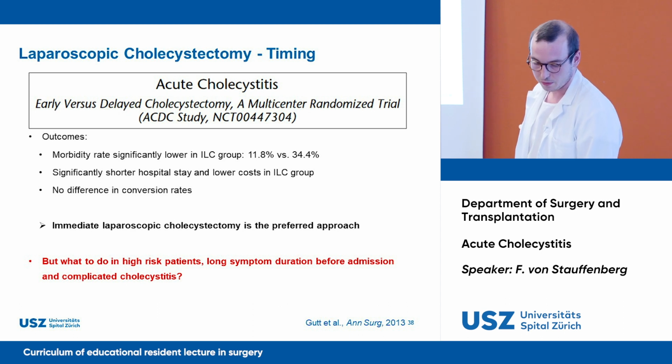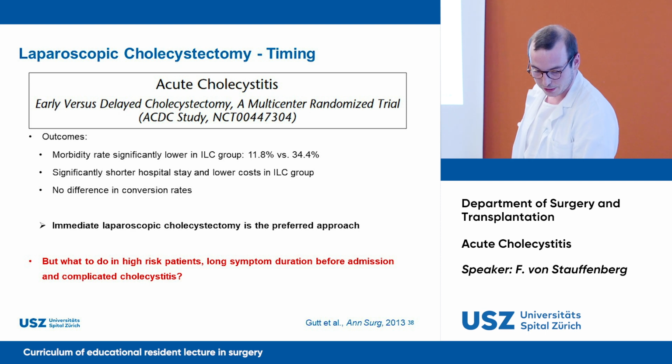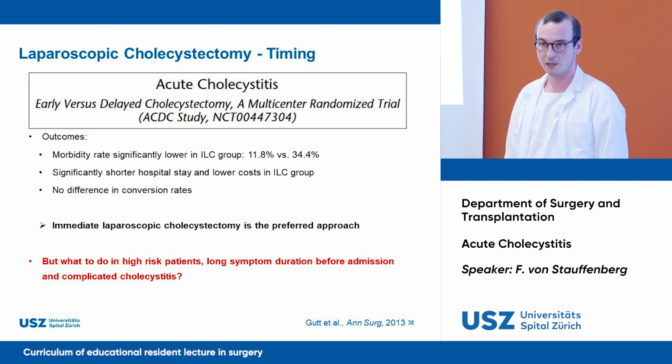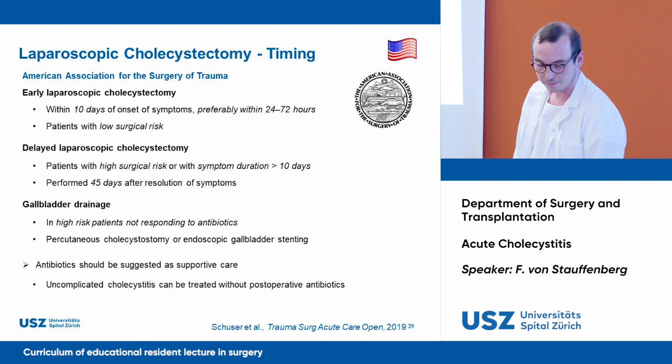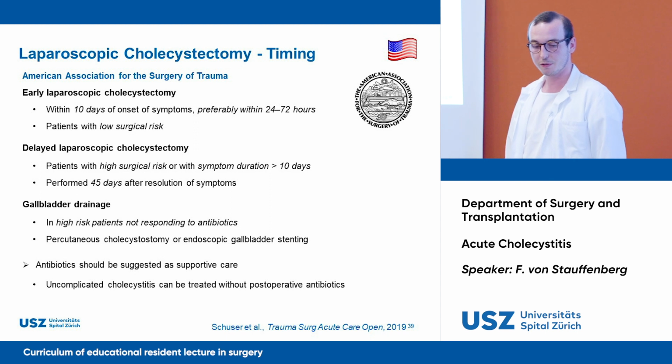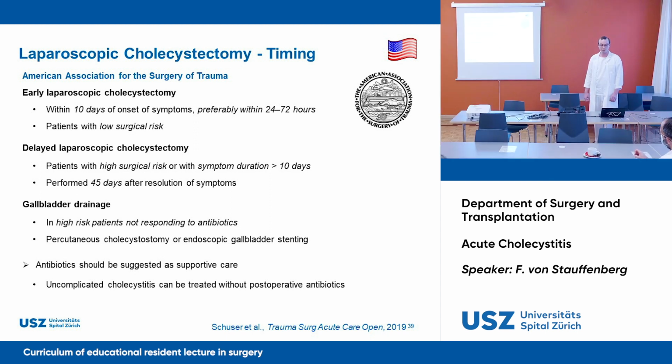So immediate laparoscopic cholecystectomy is the preferred approach we should choose. But what shall we do in patients with high risk, long symptom duration before admission, and complicated cholecystitis? In 2018, the American Association for the Surgery of Trauma stated that we should do early laparoscopic cholecystectomy within 10 days of onset of symptoms, preferably within the first 24 to 72 hours.